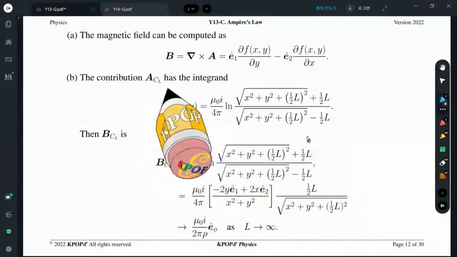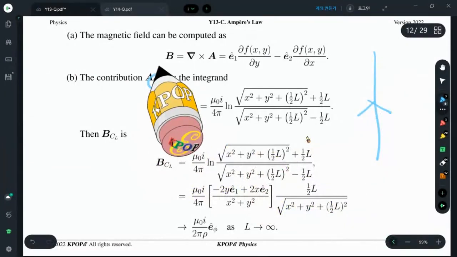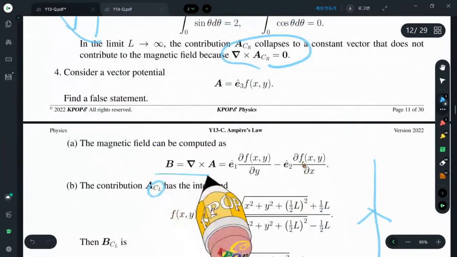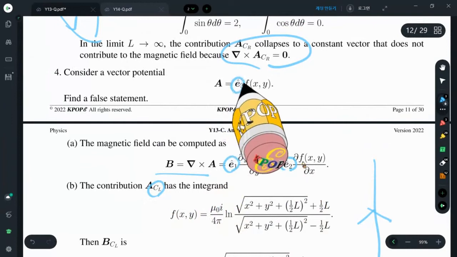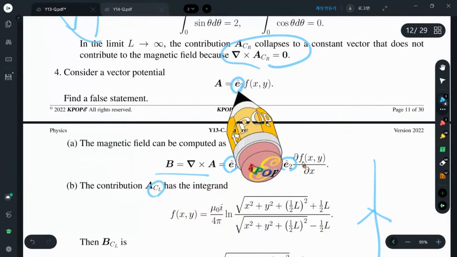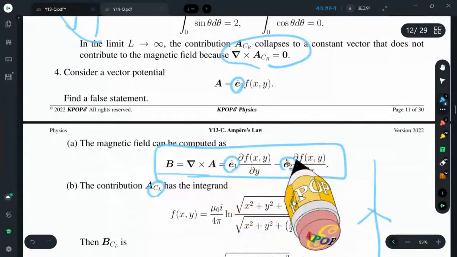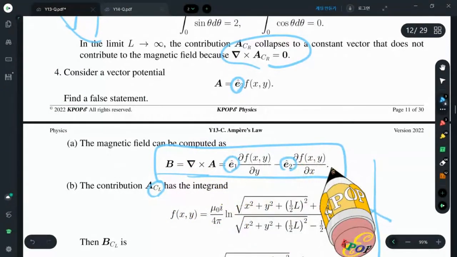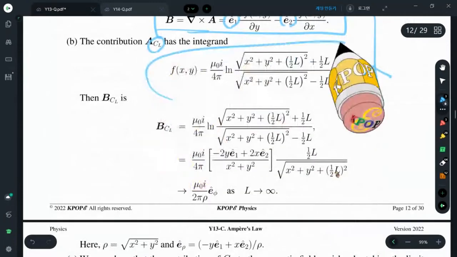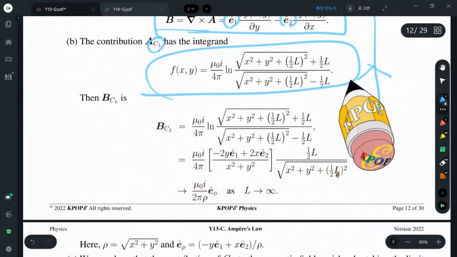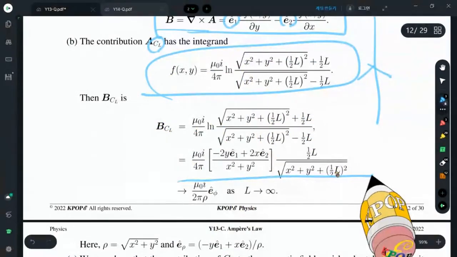Therefore, in the case of the straight wire contribution, the curve is simplified into two pieces. It is proportional to E3 only. So the final result for the curve is just composed of the two contributions only. So we can do the derivative. You can find out the derivative of this function, and the final result is like that.